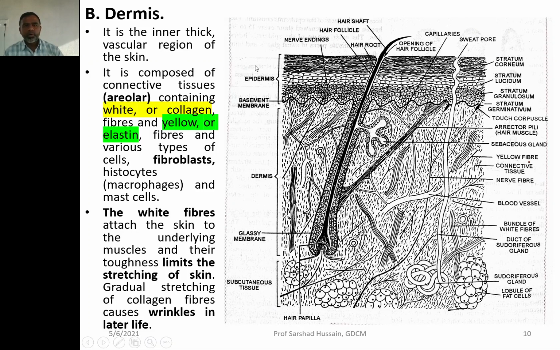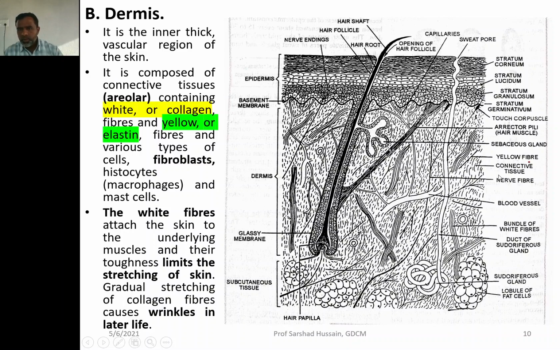Then the second part is the dermis. It is the inner thick vascular region of the skin, because you can see it is much thicker as compared to the outer epidermis. It is composed of connective tissues, commonly called areolar tissues.